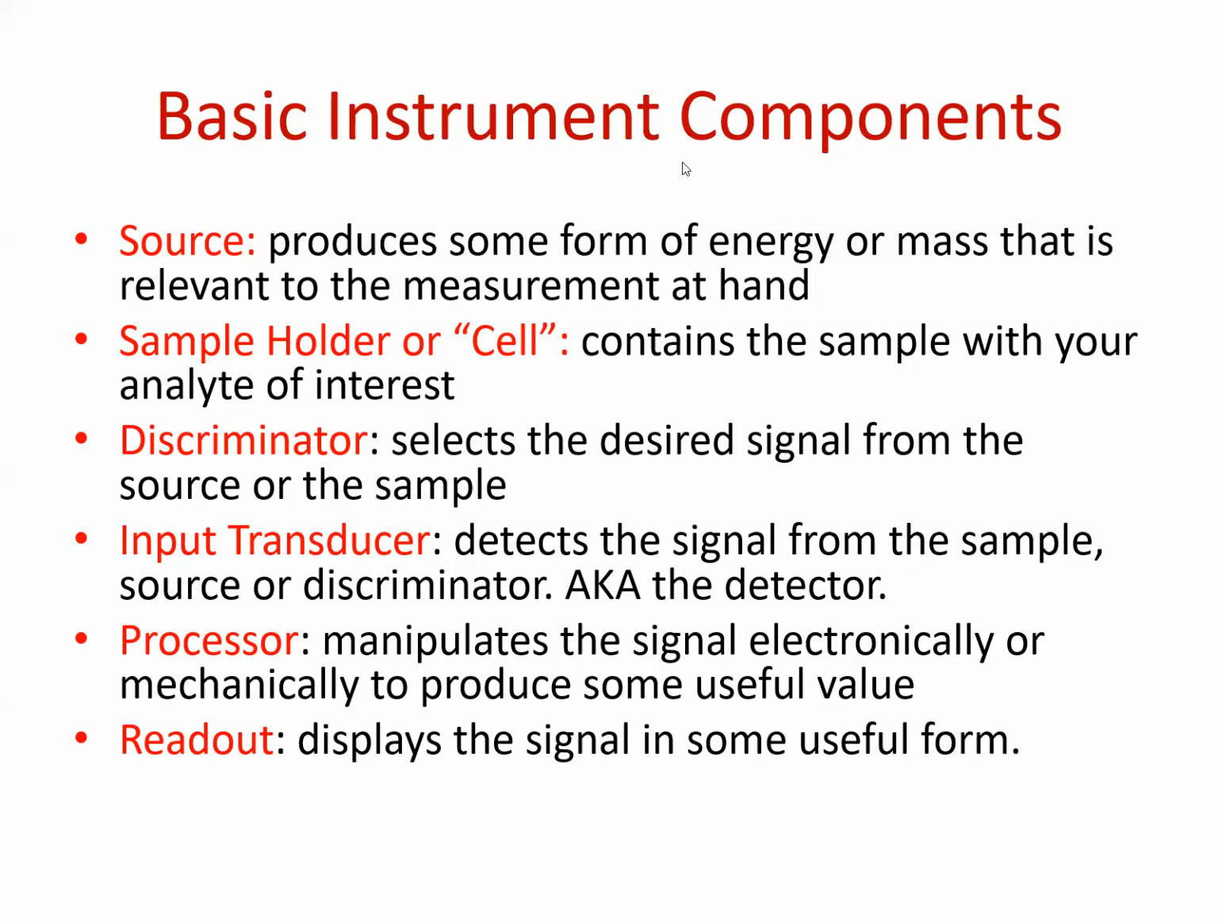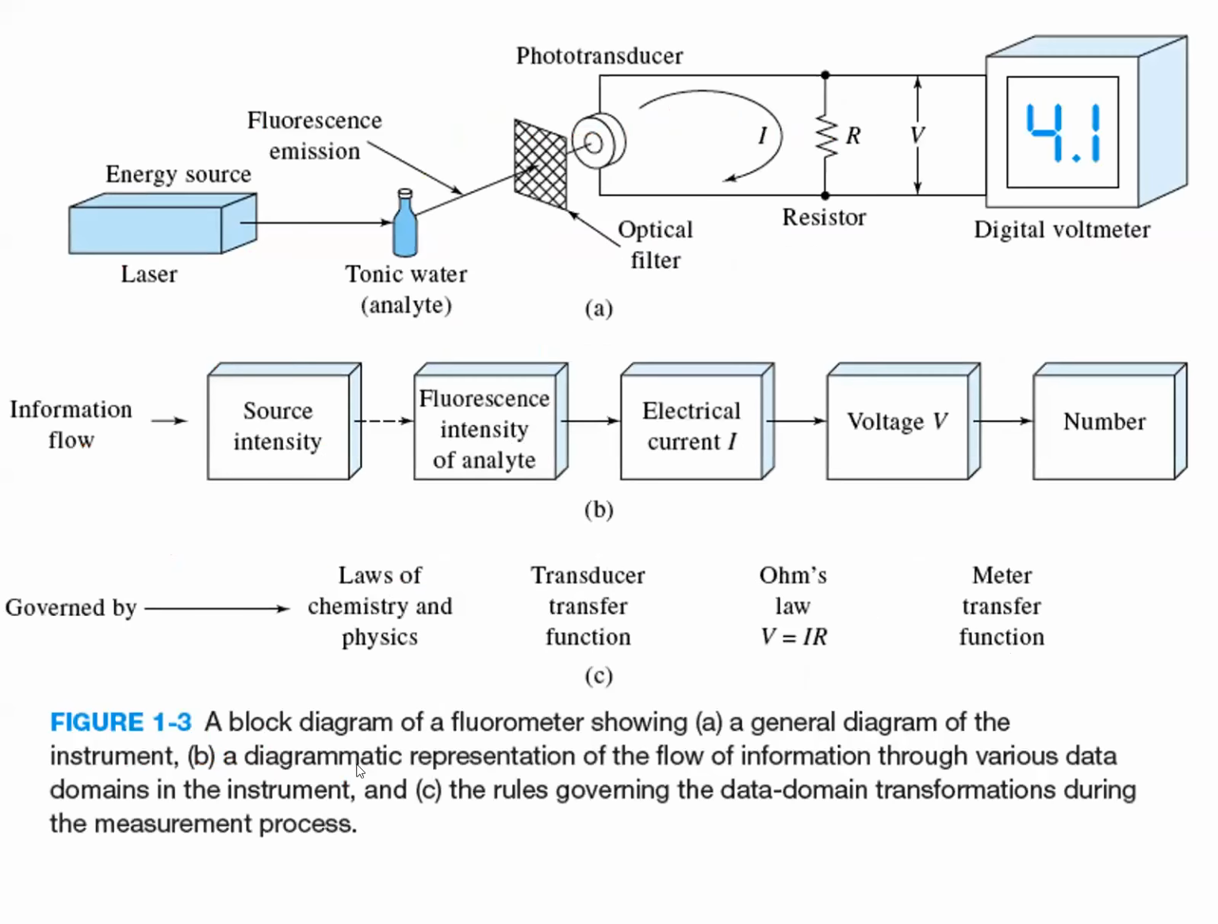of the basic components, this particular diagram, which you can find in your textbook, runs through all these components. Number one, you have an energy source. So the figure A, the top diagram here, is a block diagram of a fluorimeter showing a general diagram of the instrument. This is a fluorimeter as you would normally find in any lab. So you need an energy source, and a laser can be an energy source.